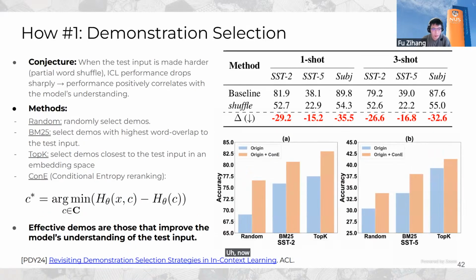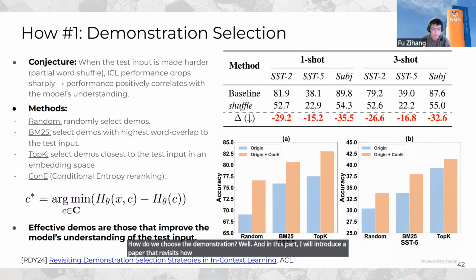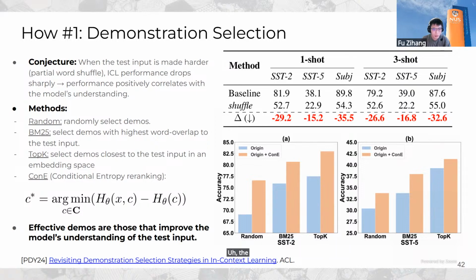Now, someone might be wondering, since the prompt is our program, how do we choose the demonstration well? In this part, I will introduce a paper that revisits how to select demonstration for in-context learning. The author starts from a simple question. What makes one set of demos better than another?